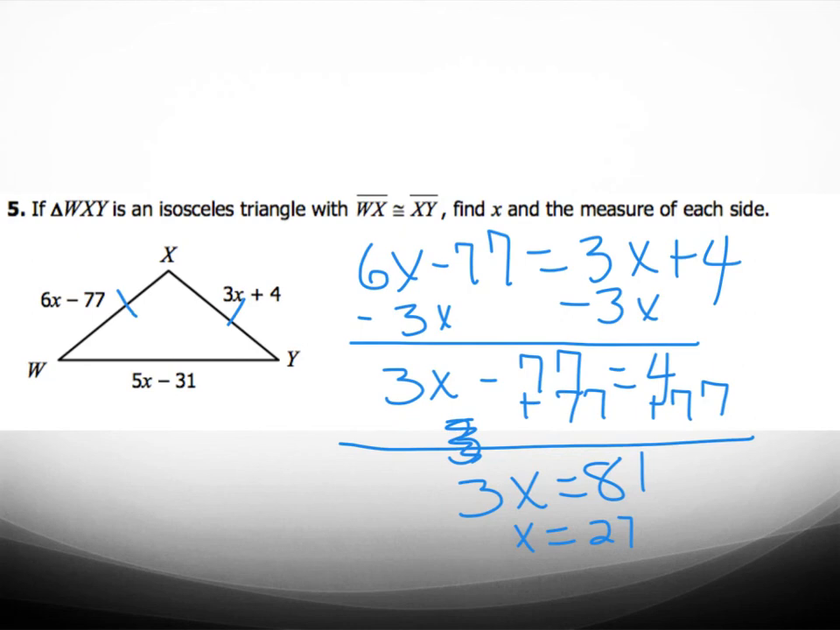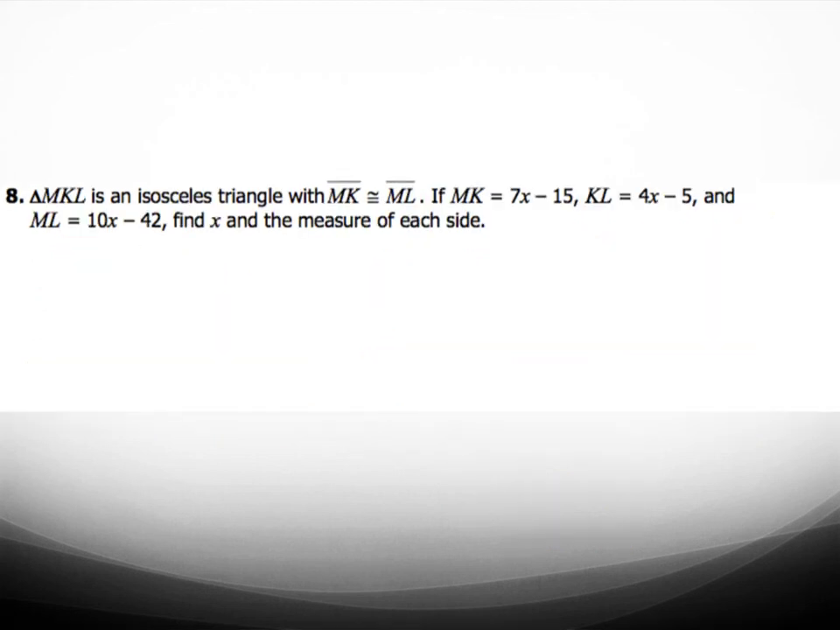However, the question says find the measure of each side. So what we need to do is plug it back in. So we have our base is 104 units, and our isosceles, our congruent legs, are both 85. One more practice problem. Here is a word problem. I would like for you to try it, and then after you try it, come back and see if your setup matches mine.